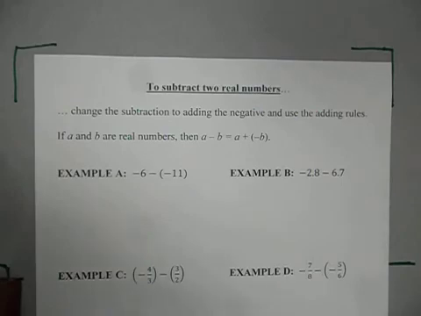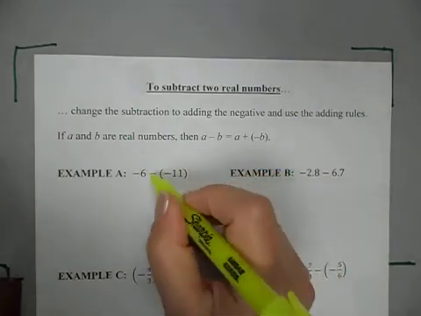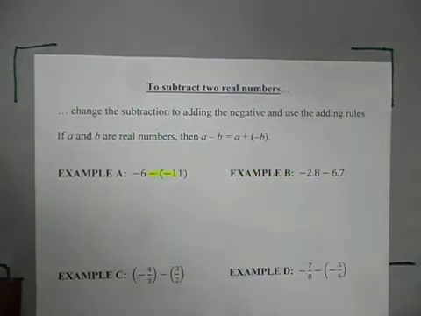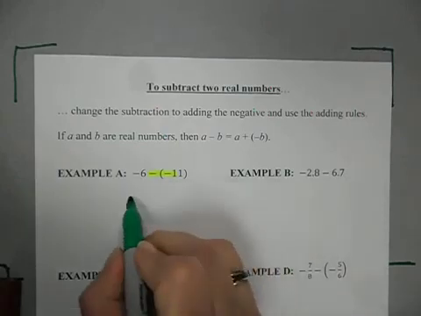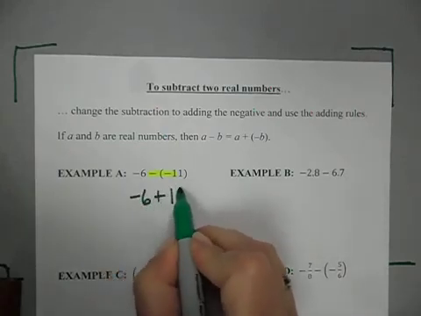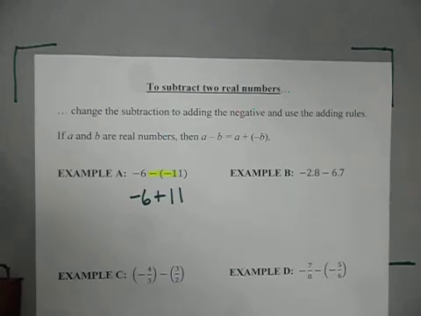Example A, we have negative 6 minus negative 11. Again, the first thing I see is that I am subtracting a negative, which is addition. By taking care of that double negative sign, we have taken care of the subtraction. We have changed it into addition. And now I can go back to my addition rules.